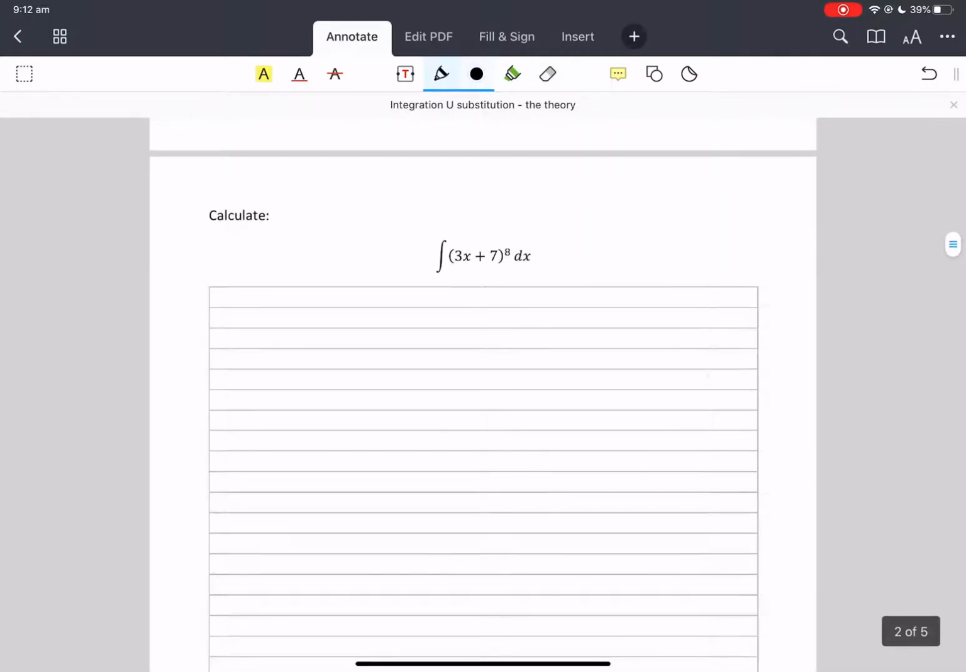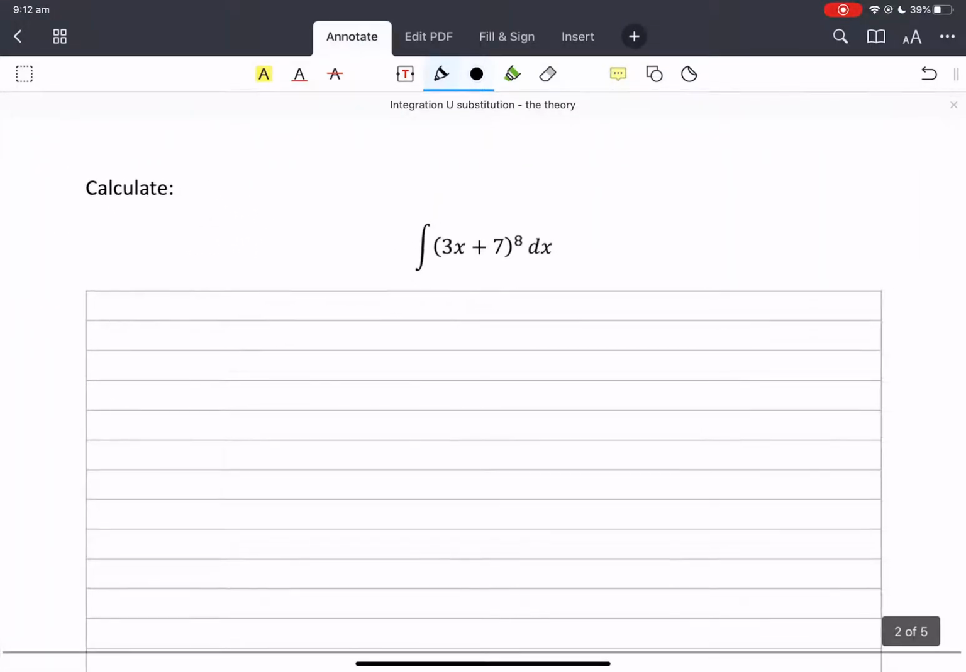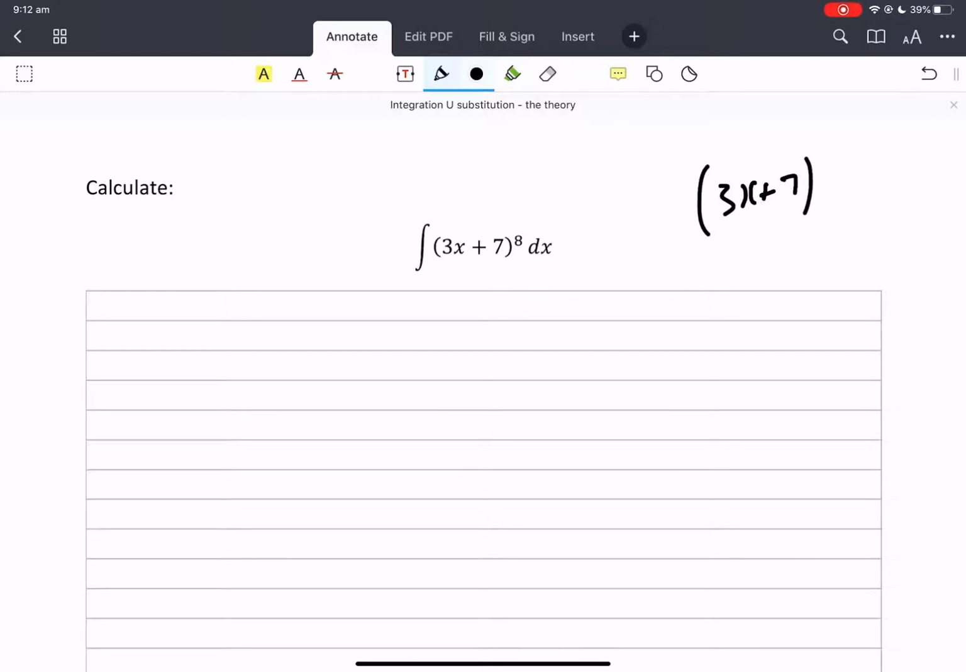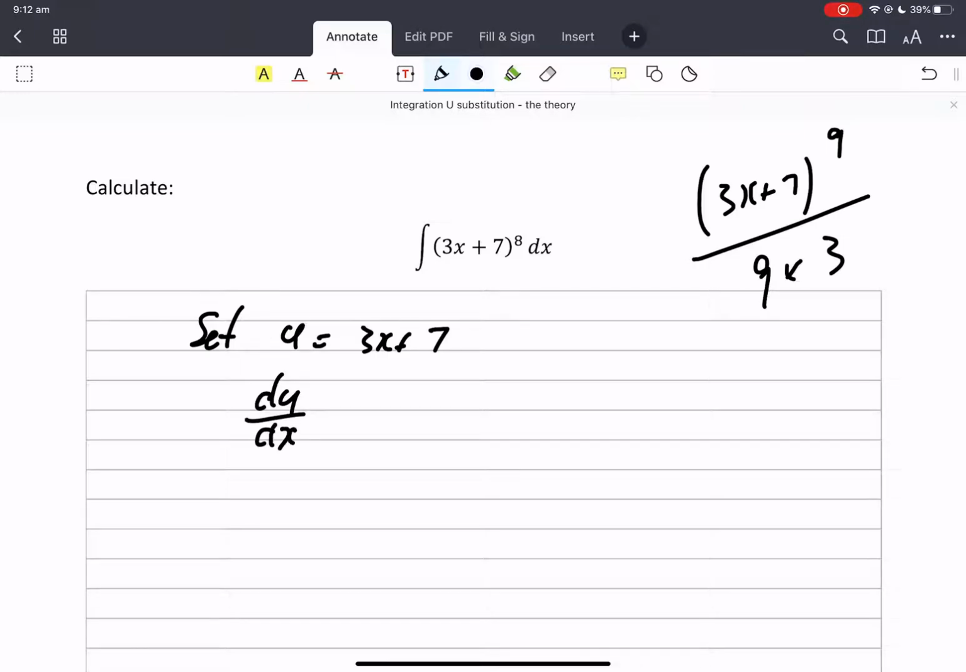We need to know how it works so that we can do harder stuff that we couldn't do in the other class. We know that the integral of this is going to be to the 9 on 9, and then we need to multiply by the derivative of that little thing in there, times 3. But how does that work? Set u equal to 3x plus 7, so du/dx is 3, du equals 3 dx.